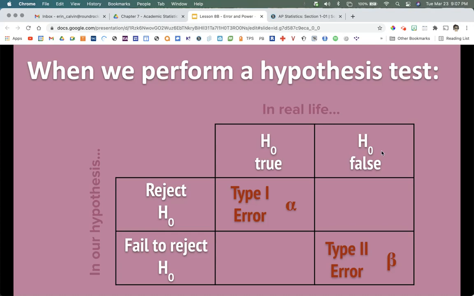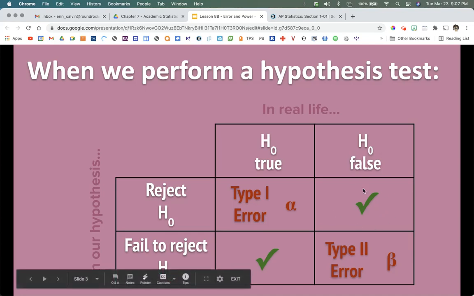It comes right after alpha. The other two places are correct decisions. If we reject the null and the null was false, that is a good thing. If we fail to reject the null and the null was true, that is a good thing. We made the right choice. Most of the time in a hypothesis test, one of these two green check arrows is going to happen, but occasionally we can have one of these other two types of errors.